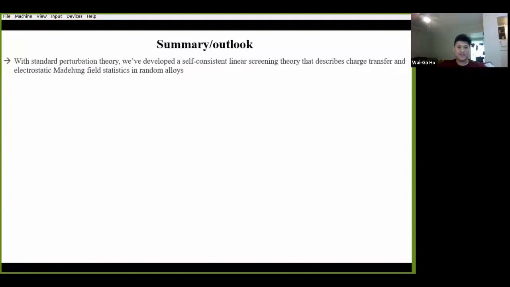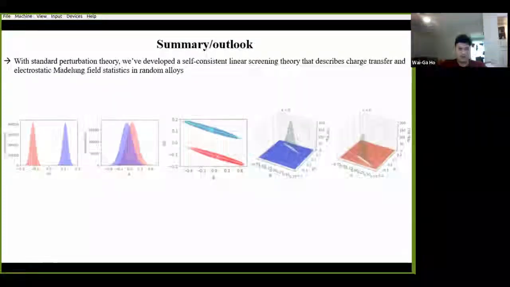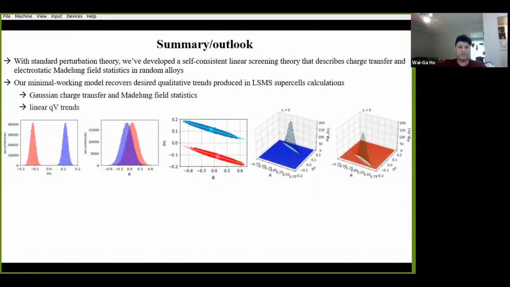All right. So that's basically the end of our talk. But just to summarize things for everybody, today we developed a minimal working model of weakly correlated fermions on a lattice with moderate impurity disorder, and then used standard perturbative methods to construct a self-consistent screening theory within a linear response framework. We saw that our theory was capable of reproducing some of the basic qualitative statistics that are seen in the LSMS supercell calculation from the previous Muss paper, and these included the Gaussian charge transfer statistics as well as the Madelung field statistics, and then a jointly linear statistical relationship between these two random quantities.